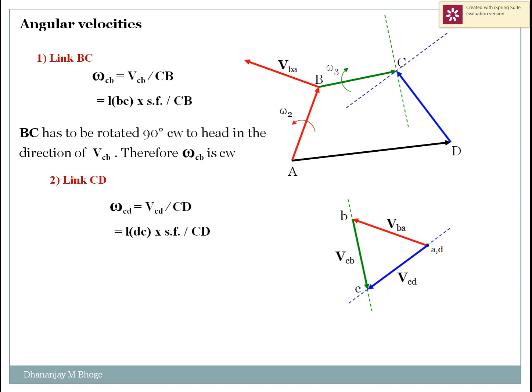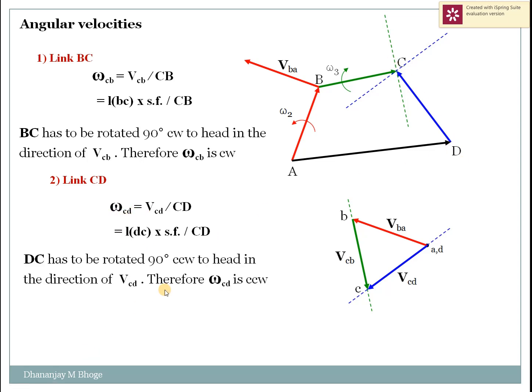Now for link CD, its angular velocity is given by VCD divided by CD. So the magnitude of the velocity of C relative to D is nothing but the length of vector DC into the scale factor, divided by the length of link CD, which will give the angular velocity of link CD. Again, DC has to be rotated by 90 degrees in the counterclockwise direction to head in the direction of VCD.